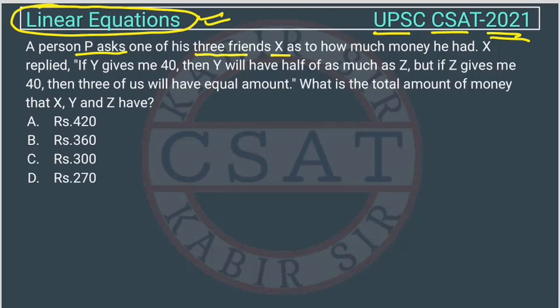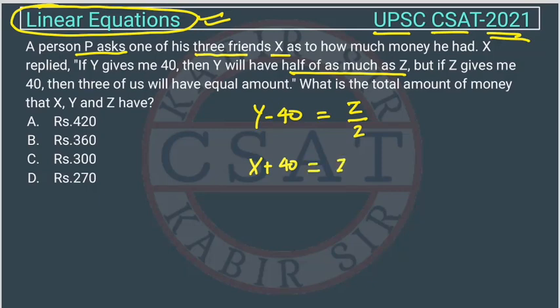X replied, if Y gives me 40, then Y will have Y minus 40. After giving 40 to X, Y will have half as much as Z, so it will become half of Z. But if Z gives X 40, then the 3 of us will have an equal amount.